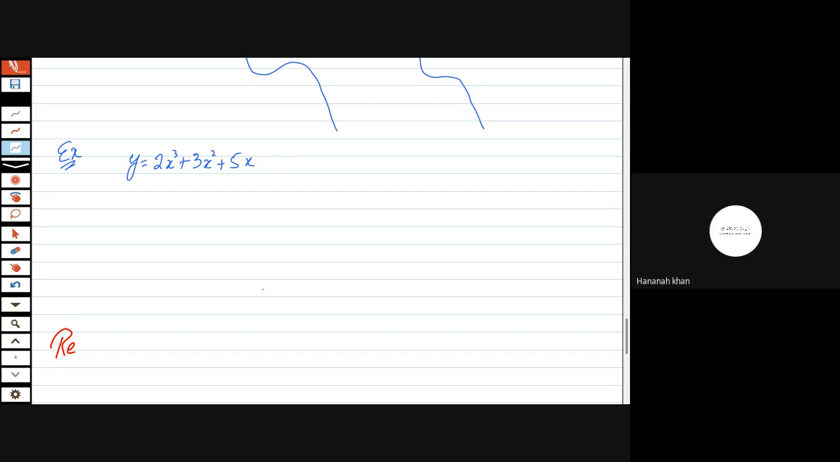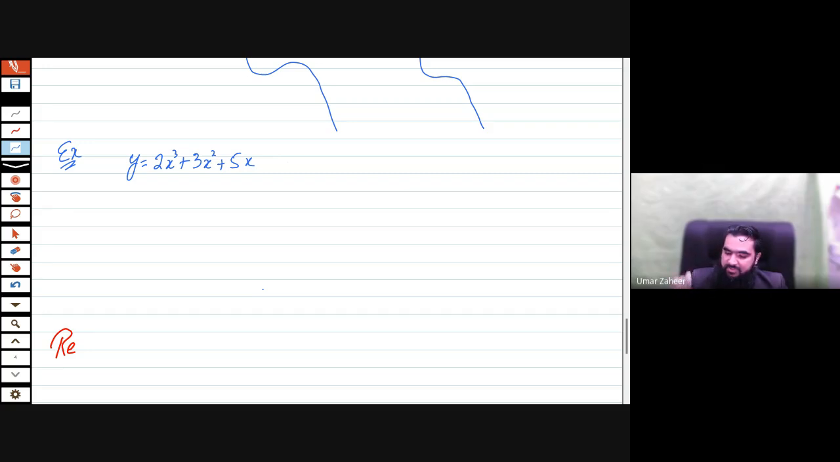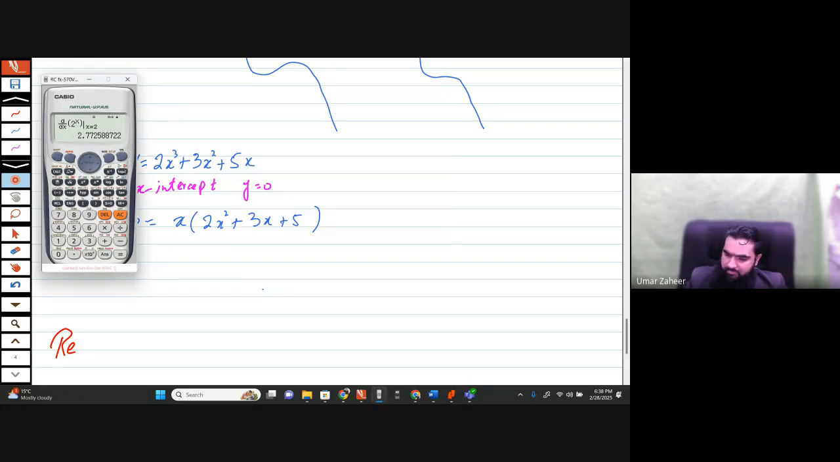Now we will get it. So for example, we have to make the graph. So first of all, for x-intercept, we'll take y is equal to 0, so 0 is equal to x times, x is common, 2x squared plus 3x plus 5. Now use the quadratic formula here.